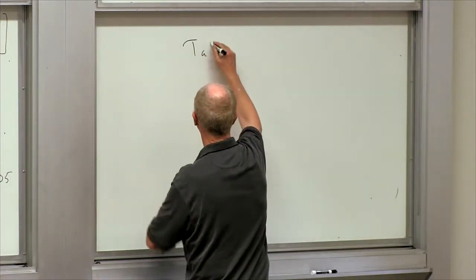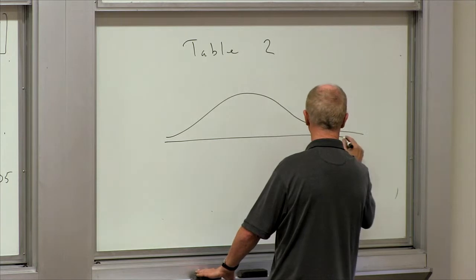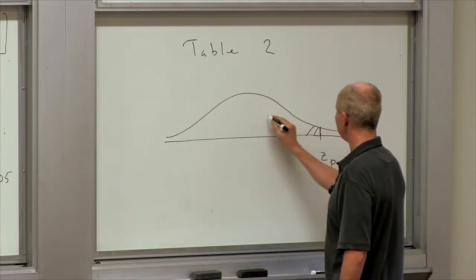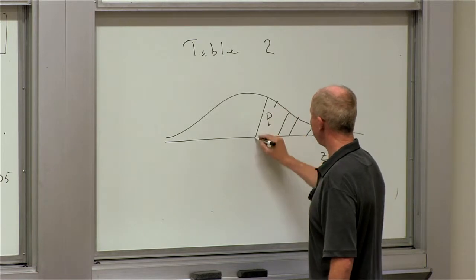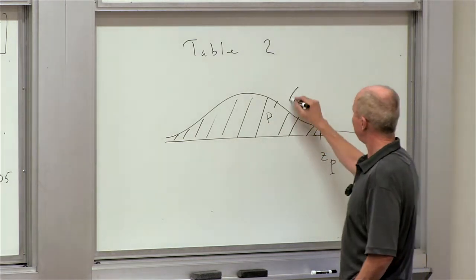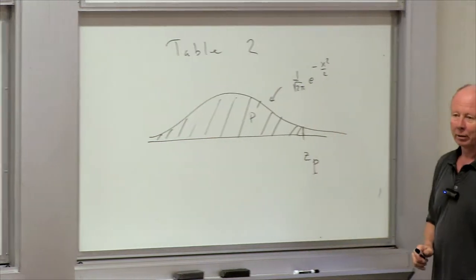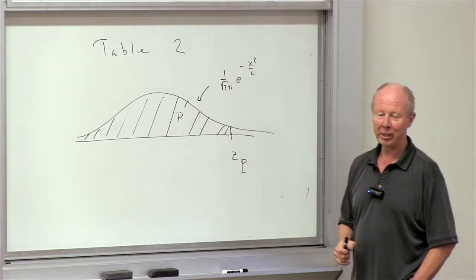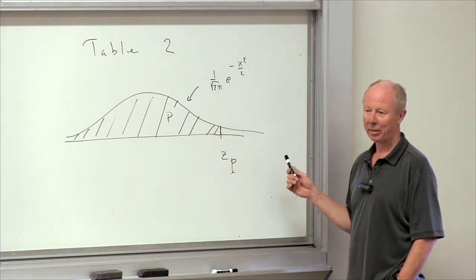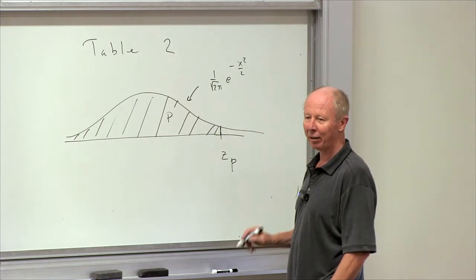Table 2 has this picture, and in the picture there's a number here, Z sub p, and Z sub p is a number so that the area under the normal density to the left of Z sub p is P. So what was Z of alpha? That was the number so that the area to the right of Z of alpha was alpha. So how do we relate Z sub P from the table and the notion of Z of alpha?